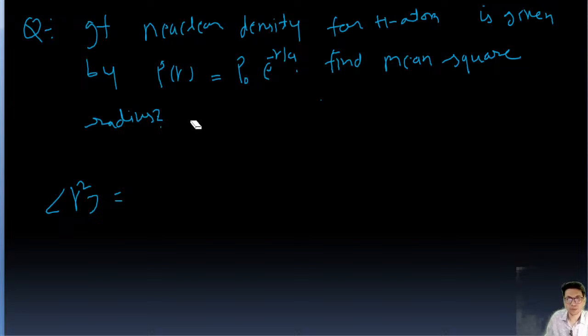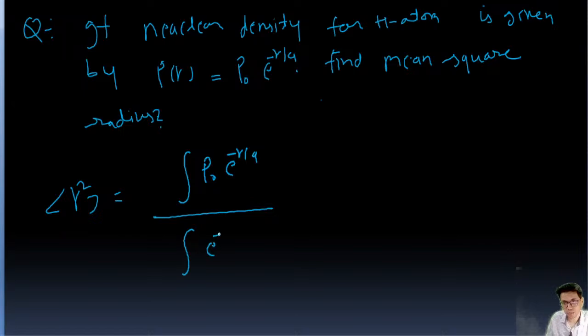Okay, so I'll write it. This is going to be the mean square radius: integration of rho naught e to the power minus r upon a, with r square also there, upon integration of rho naught e to the power minus r upon a, with d tau in both. Again, we'll put the value, as we have done before.